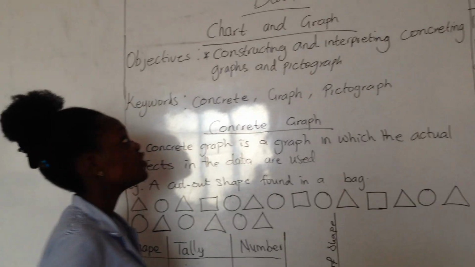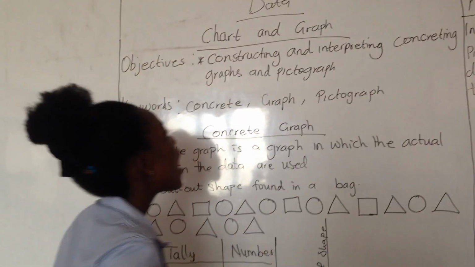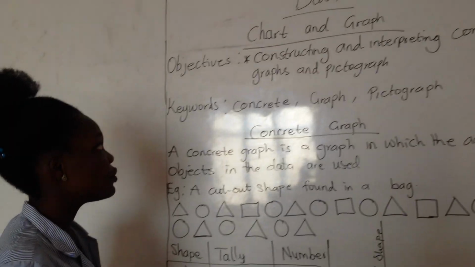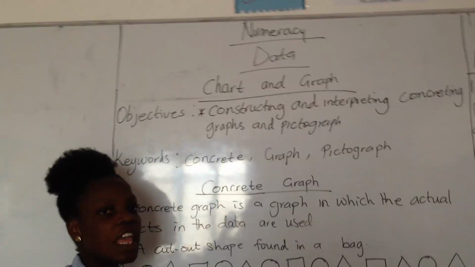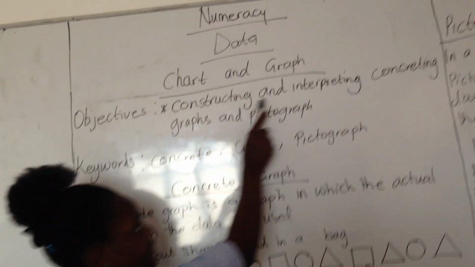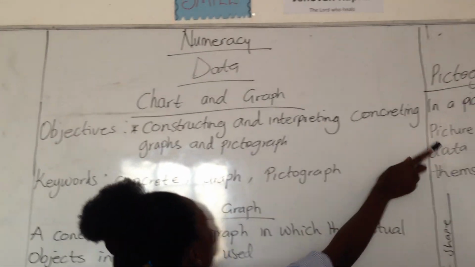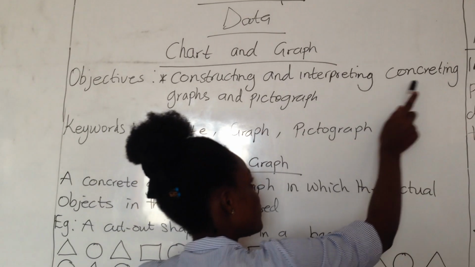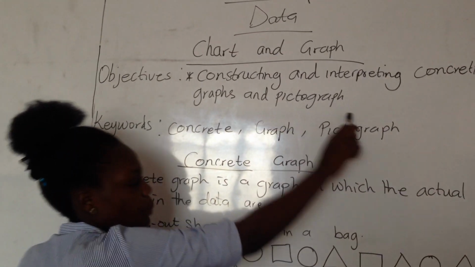This week, our strand is data, substrand, chart and graph. So we are going to talk about chart and then graph. Our objective for this week is constructing and interpreting concrete graphs and pictographs.